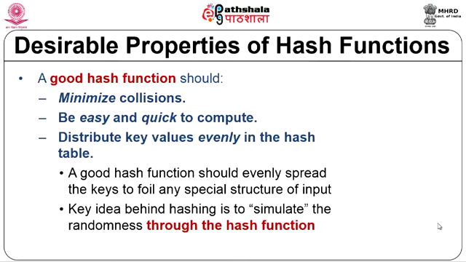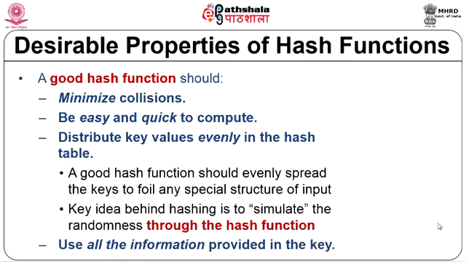So, that is what we are finally trying to do. The hash function is trying to generate or simulate that randomness, and we always use the information provided in the key to generate this hash function. So, the information in the key is also important.